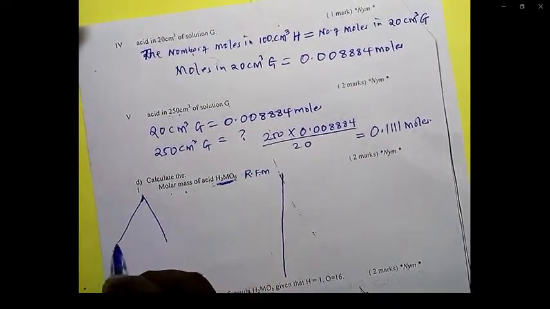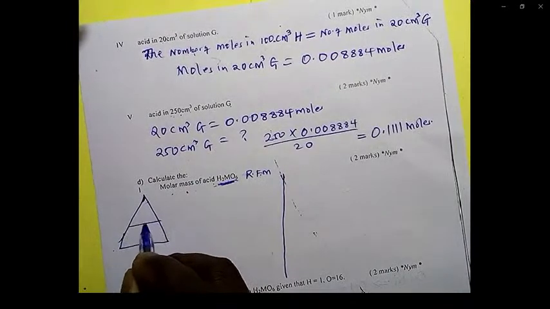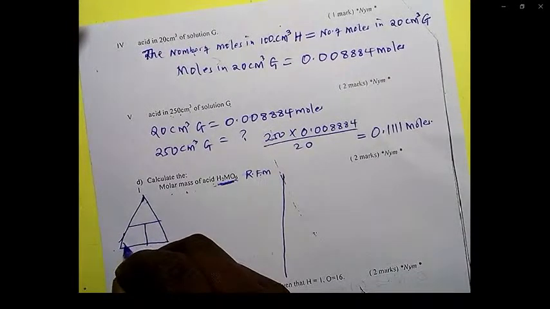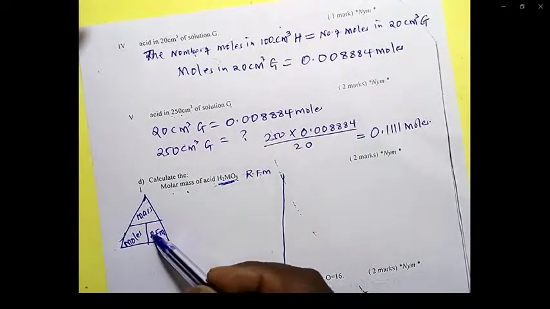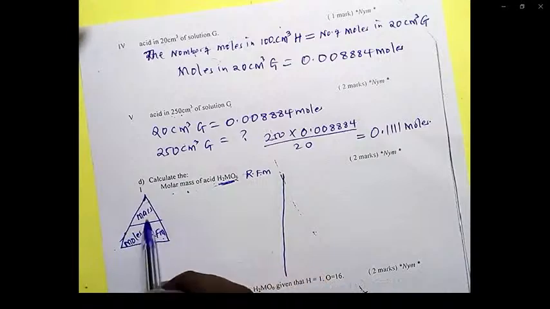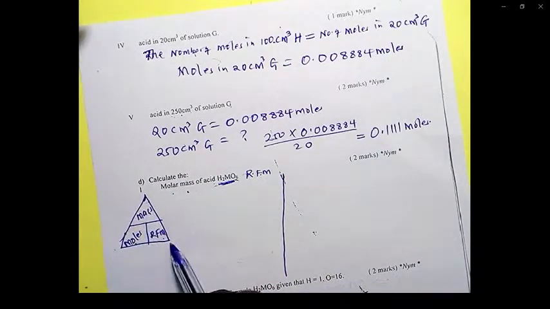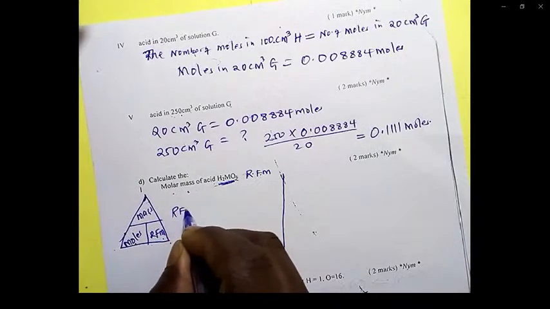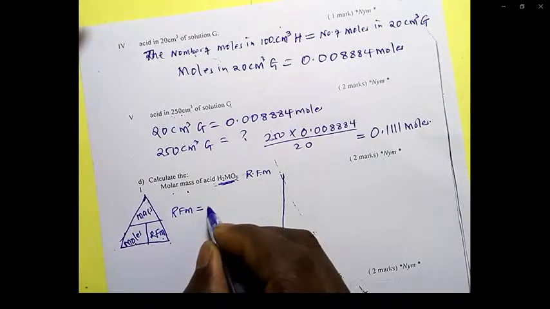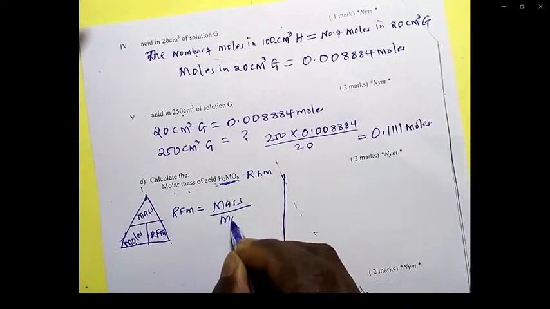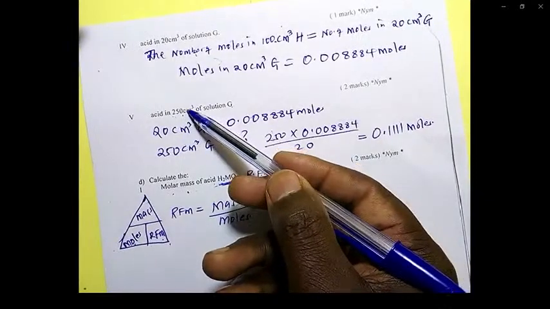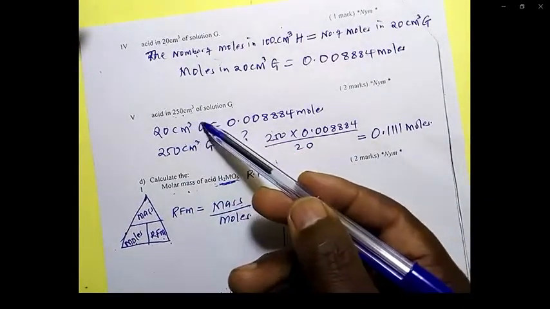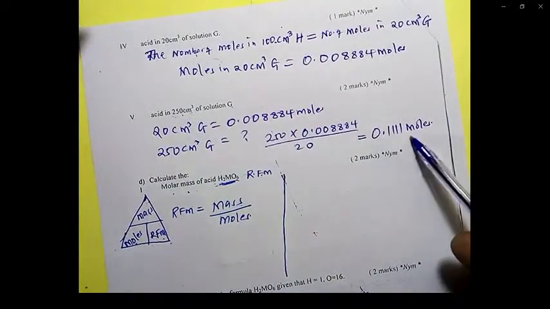We know this. We know that moles is equal to mass over RFM. RFM is the same as molar mass. So if I want RFM, I have mass, I have moles. It is very simple. So RFM equal to mass divided by moles. I have mass in 250 centimeters cube. I have the number of moles in 250 centimeters cube of solution G. The number of moles are here. The mass are on the other side.